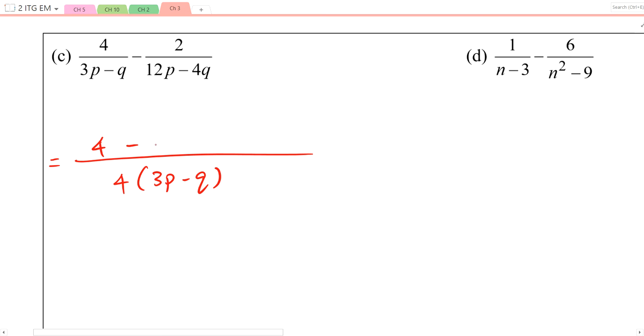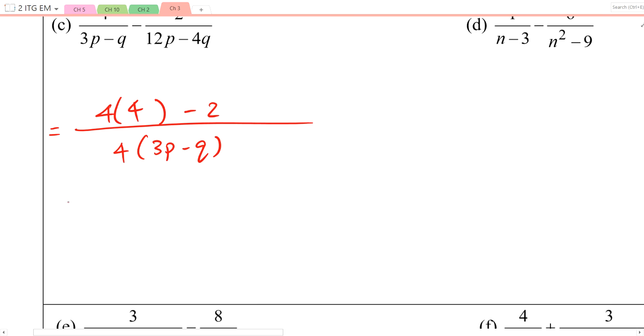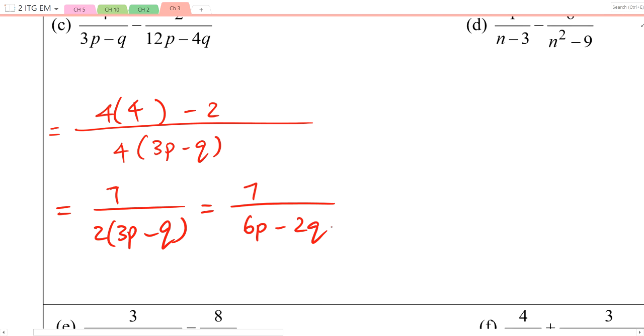So here we have 4 minus 2 times of how much? What is this? 4 minus 2 times of? Oh, wait, I did it wrongly. 4 times of? 4 times of 4 minus 2. So we get 14 over 4, which is 7 over 2 times of 3p minus q. Right. Then, if you don't factorize, your answer should be 7 over 6p minus 2q.